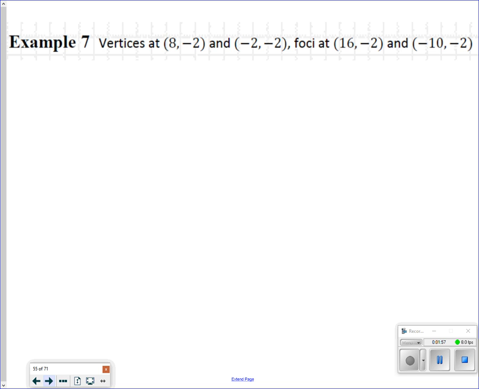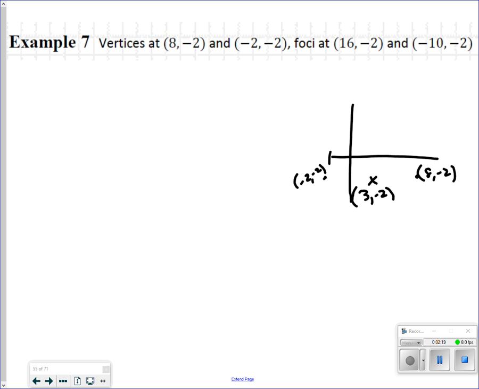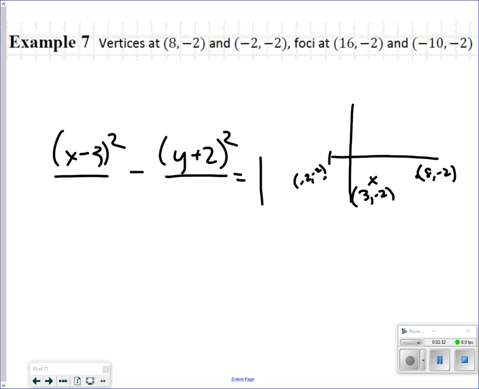Again, sketch. 8, -2 is a vertice point. -2, -2 is a vertice point. So the center in between those two would be at 3, -2. So there's the center of my hyperbola. I also know that it goes left and right because of the vertices. So we're talking about x minus 3 quantity squared, y plus 2 quantity squared equals 1. So it's a left and right hyperbola with a center at 3, -2.